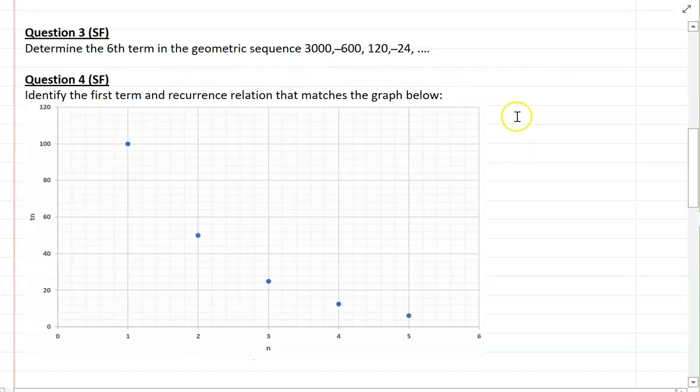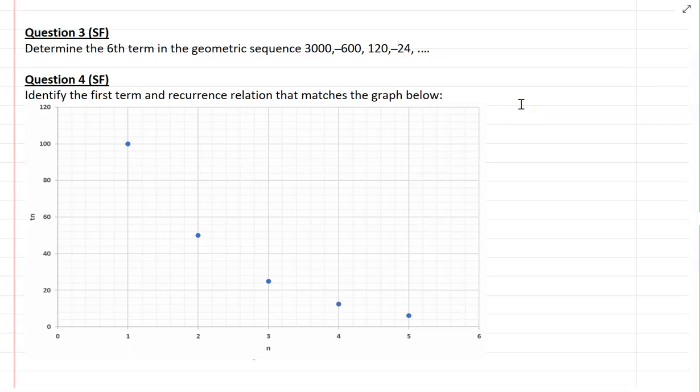Moving on to question 4, we've got a graph here showing us what looks like a geometric decay, and you have to identify the first term and recurrence relation that matches the graph below. So think carefully about how you could find that information from the graph itself and give the question a go.